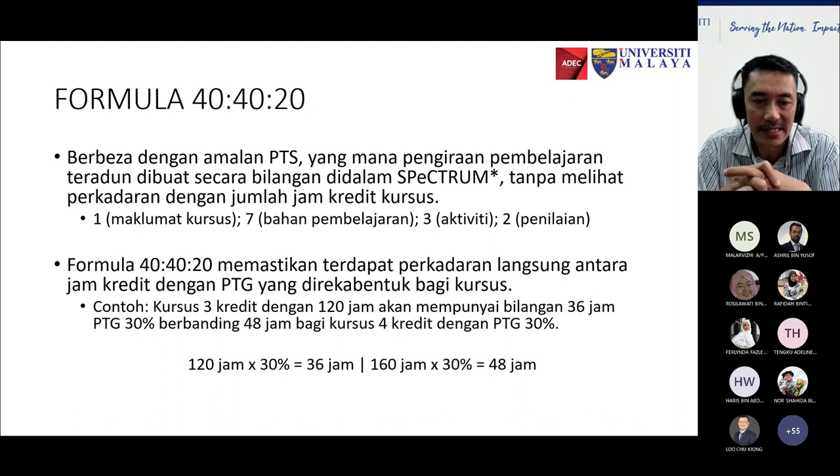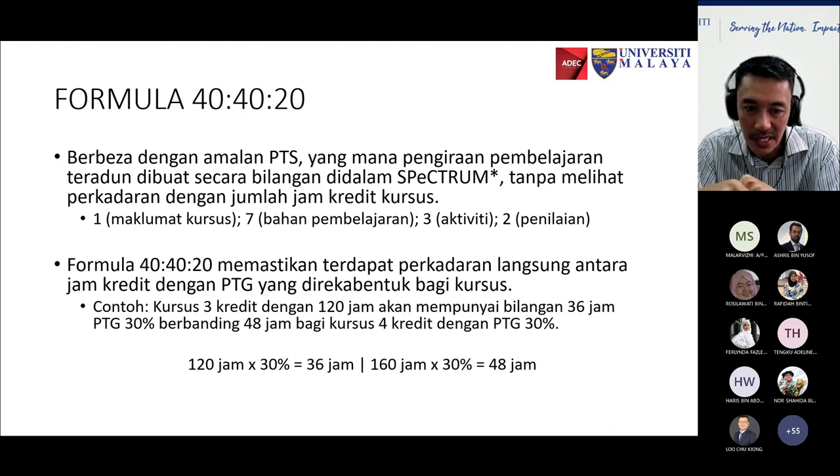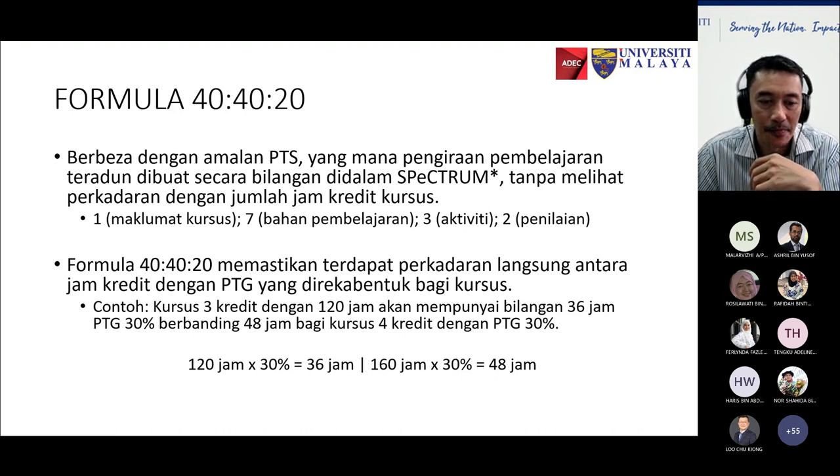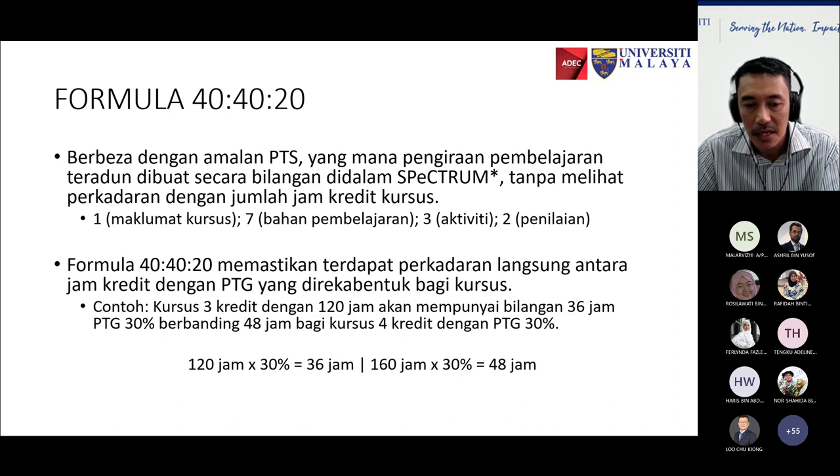So this example that we have here, we have a 3 credit course, 130 hours. If we choose to have the PTG of 36 hours, the PTG of 30%, that means it would be 36 hours of learning online for a 3 credit. And you compare that, if you have a 4 credit course, it's going to be 48 hours for four credit with 30% PTG. So the difference is where you take into account the credit hours that the students will undergo in their learning. Okay, so this is quite straightforward so far.